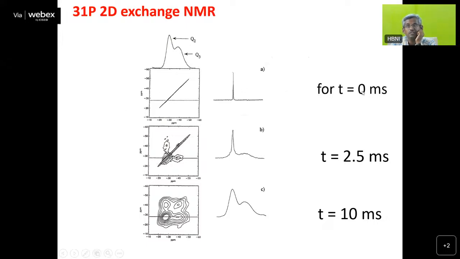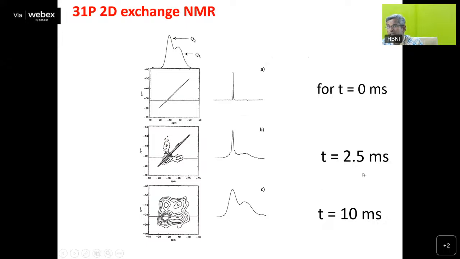Correct? Now here, 0 millisecond means no exchange pulse is applied, so you will get only a diagonal peak. As you keep putting in some mixing time, because you are applying a pi pulse at some intervals, things change. At an interval of 0 millisecond, because there is no application of a pulse, you will not get cross peaks. The moment you start applying pi pulses, the time delay, the mixing time, comes into the picture.